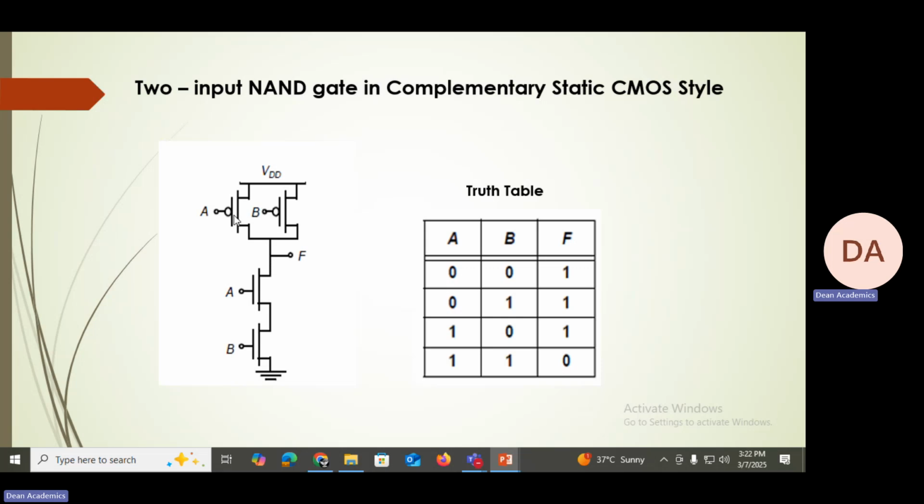And when A is 0, this transistor will be in on condition, and of course B transistor will be in off switch. So therefore what happens? VDD is passing through this and it reaches F, and therefore output will be equal to 1. Like that, for all input combinations you can verify the functionality of NAND gate. This is a 2-input NAND gate in complementary static CMOS design style.